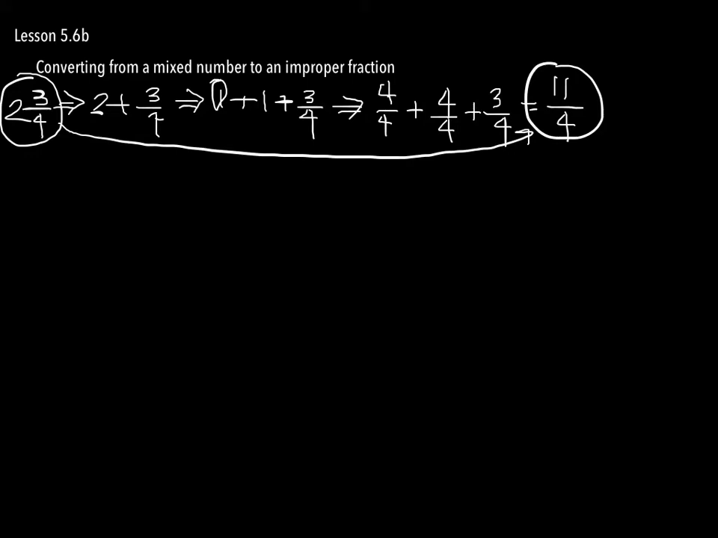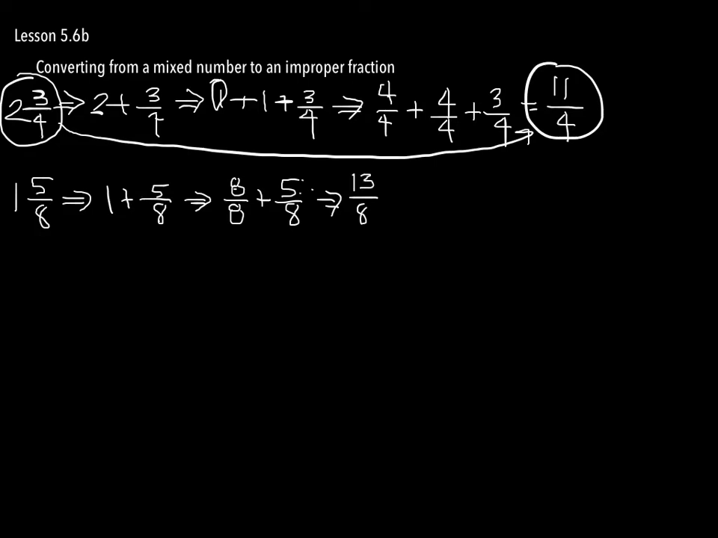Let's look at another example here. We have 1 and 5/8, which is 1 plus 5/8. Because our language is 8, it's going to be 8 over 8 plus 5/8, which would give us, our language is 8, and then 8, 9, 10, 11, 12, 13, 13/8. So 1 and 5/8 as an improper fraction is 13/8.